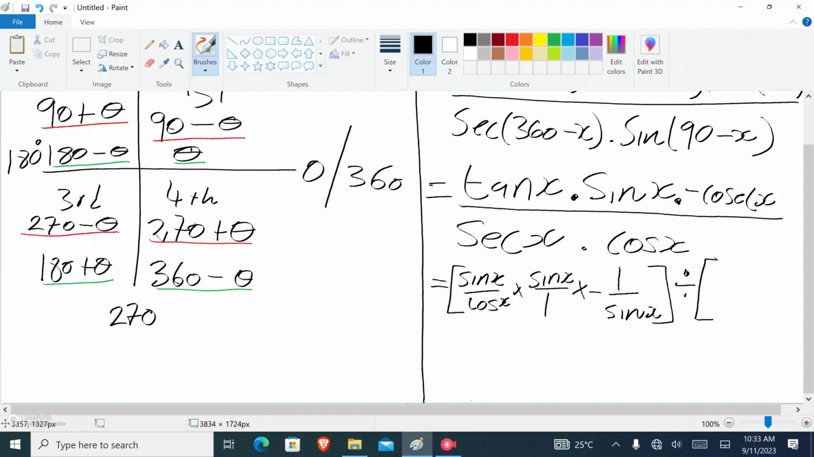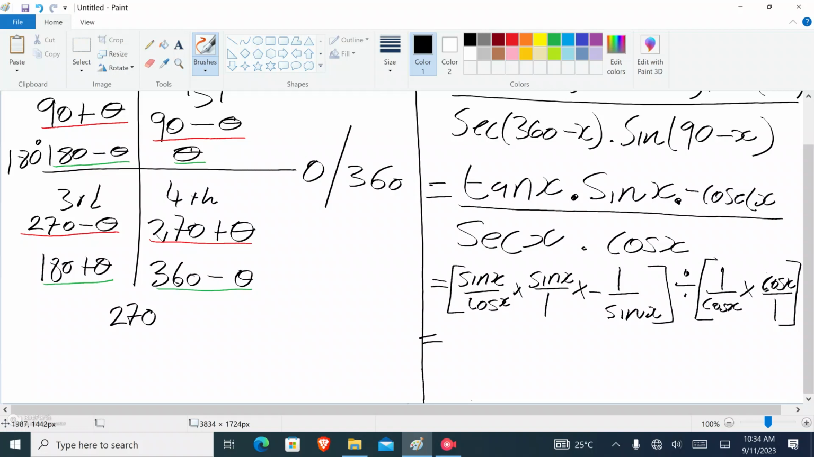Now, instead of writing this line, we can do the division here. There's a reason why we're doing it this way, guys. What is the reciprocal of sec? If you still remember, the reciprocal of sec is the same as 1 over cos x. And then multiply by cos x over 1. Now this is your denominator.